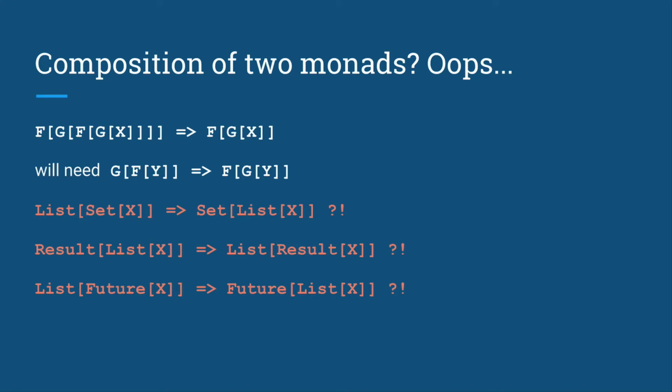So how about composing 2 monads? Like we have one monad, a list, and another monad, like a set. We know that the composition of 2 functors is a functor. So that's cool, right? Monads are not that good. The problem is we need the flattening, right? So we have monad G and monad F, and apply G and then F. Can we flatten it to F of G?